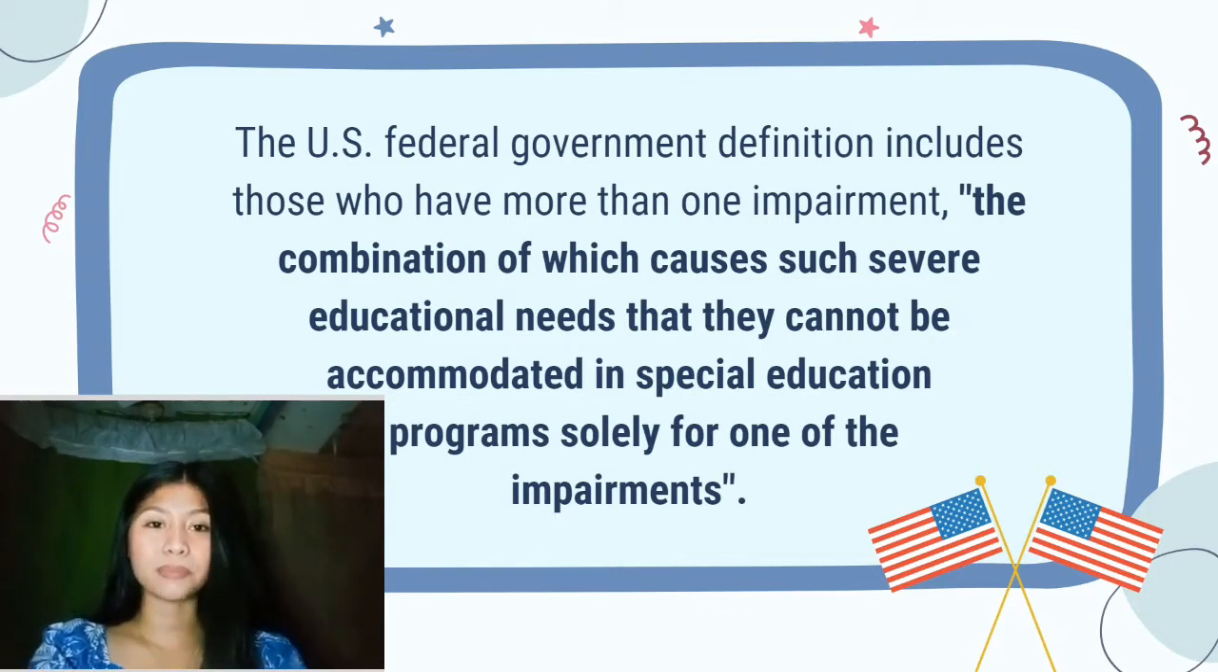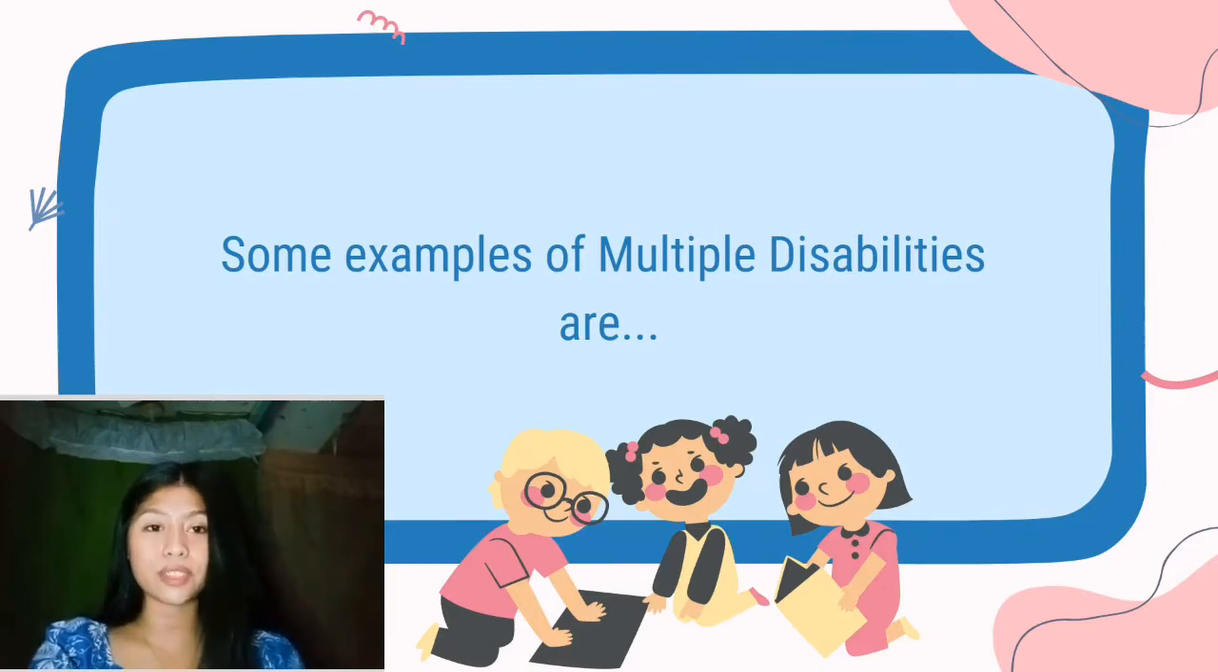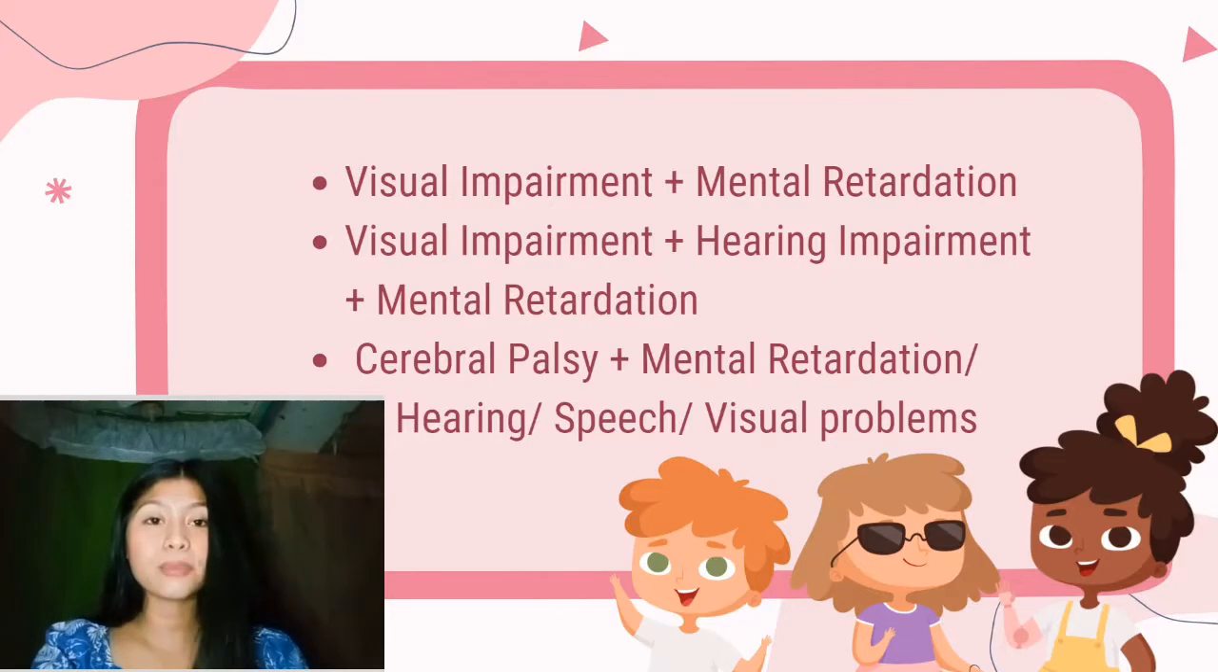There are many combinations of disabilities, and I will name some of them to give you examples of what multiple disabilities really are. Some of them are visual impairment plus mental retardation. So mental retardation, this is currently known as intellectual disability.